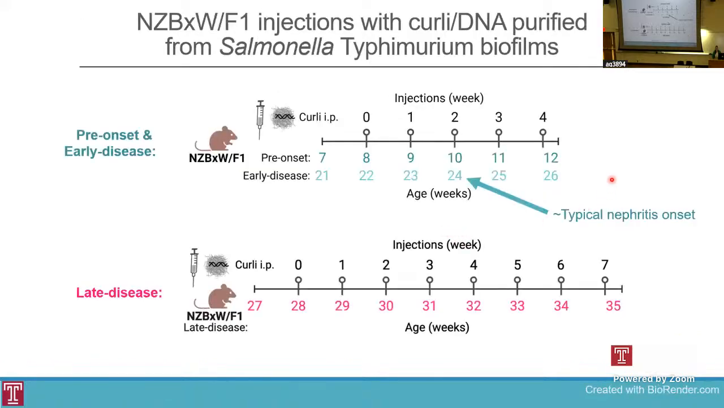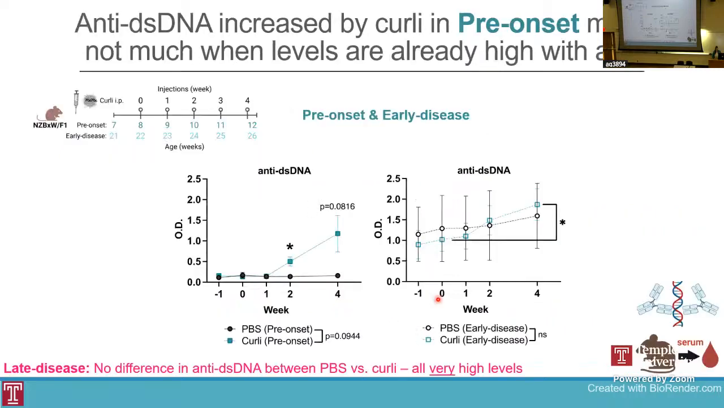So of course, since this is relevant in lupus, we wanted to also look again in these NZBW mice. We looked at a couple different time points here. One set was pre-onset, weeks before they should actually be getting any disease. Early disease, which is the typical onset, is about 23, 24-ish weeks in our facility, so they're kind of getting disease in this set. And then late disease, which is weeks after the onset of disease. And these were IP injected with Curly.